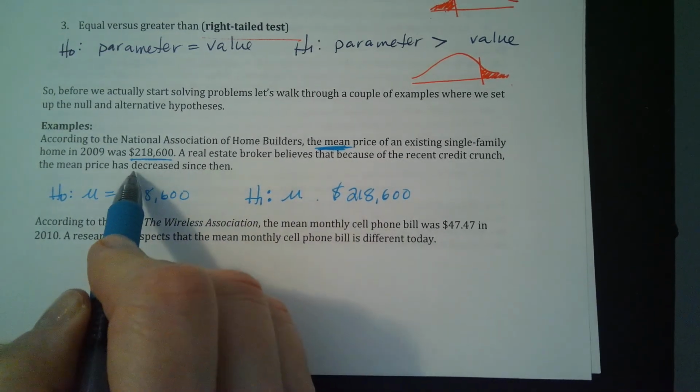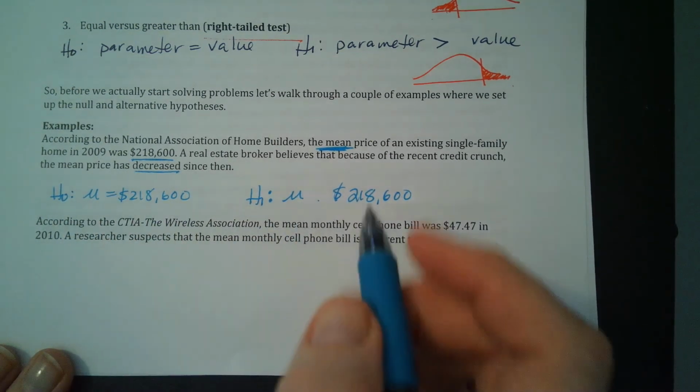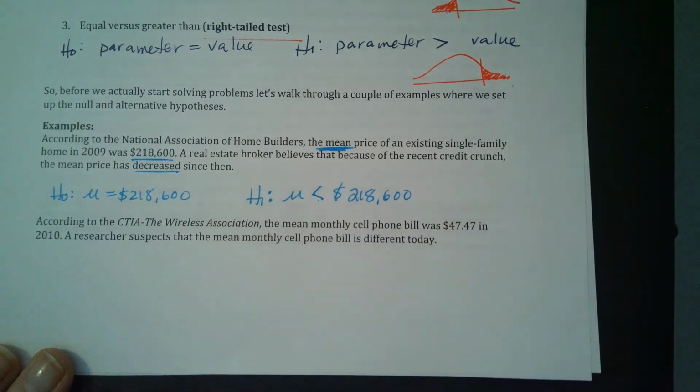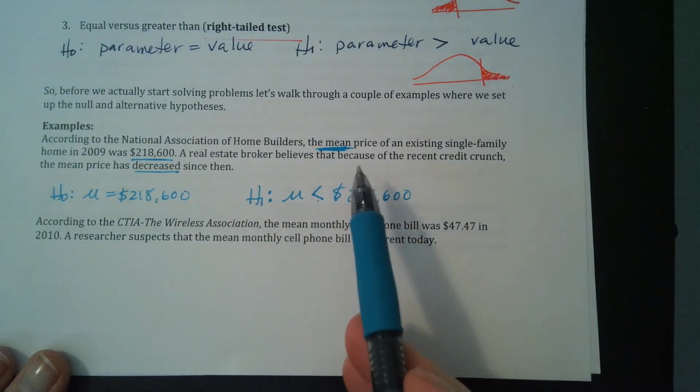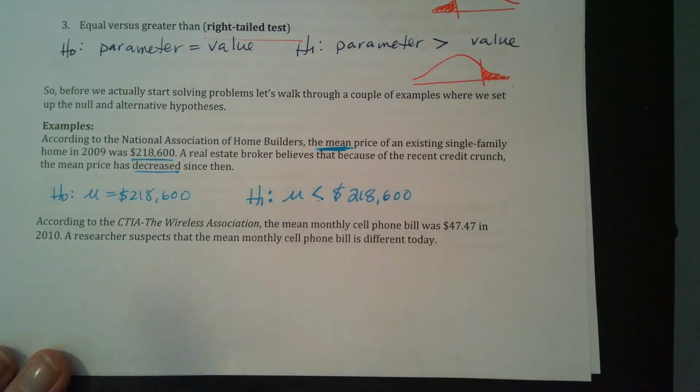Well, the key word here is decreased. Because of the recent credit crunch, we're trying to prove that the mean price has decreased. So we're going to put in a less than sign. So this would be an example of a left-tailed one-tail test.